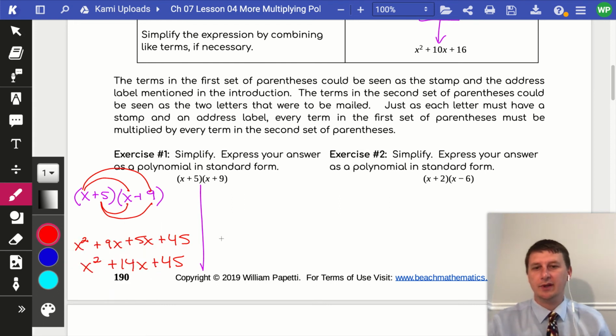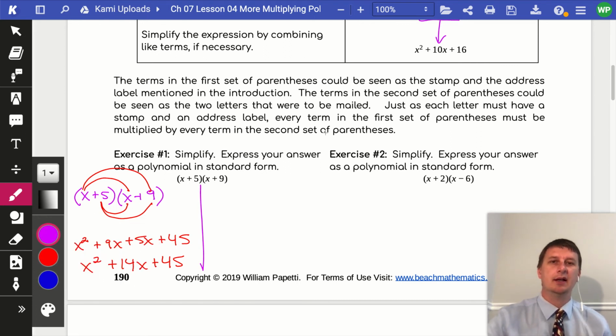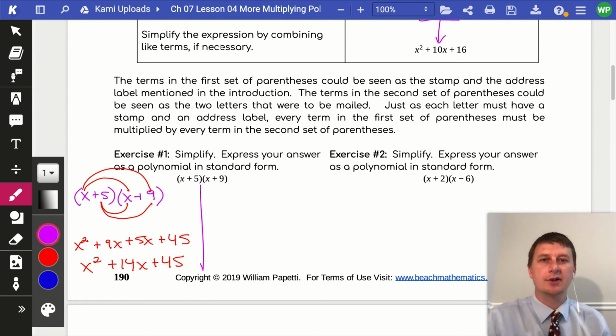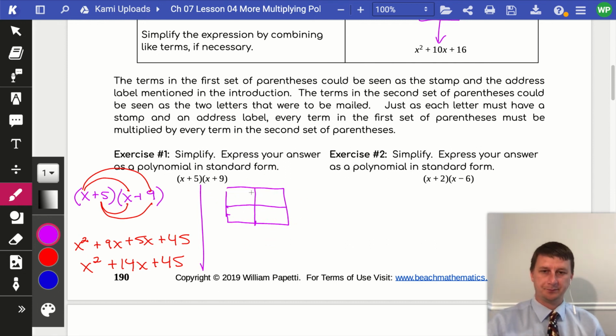I think so. But I promised you I'd show you a second method, and that second method is going to be called the box method. And now we count our terms in the first set and the second set of our parentheses in order to determine what size box we want to draw. So we have 2 terms in our first set and 2 terms in our second set. So we're going to be drawing a 2 by 2 box that looks like this. 2 boxes by 2 boxes.